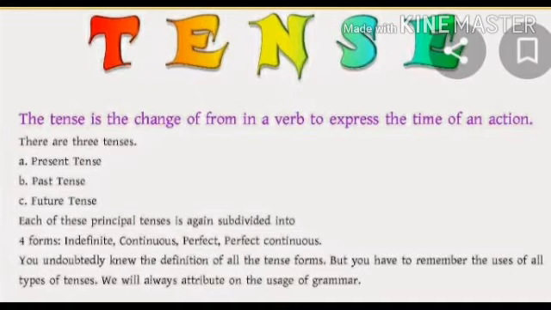Students, past tense is again subdivided into four forms: past indefinite, past continuous or progressive, past perfect, and past perfect continuous. So students, future tense is again subdivided into four forms: future indefinite, future continuous, future perfect, and future perfect continuous. So students, I will explain past and present tense and future also, but in our first term we will do only present and past tense, and in the final term we will do future tense.